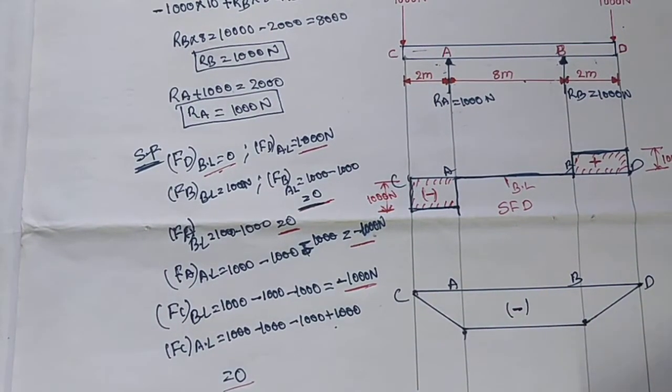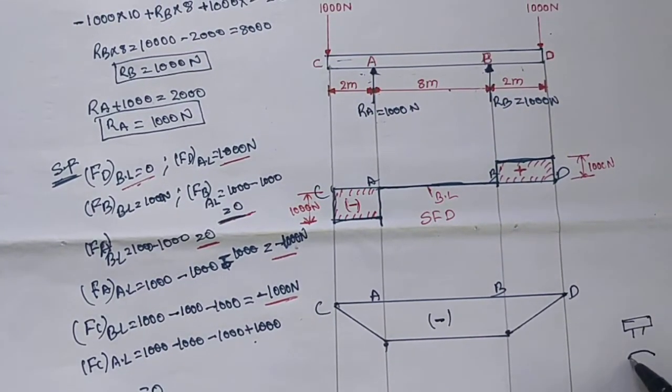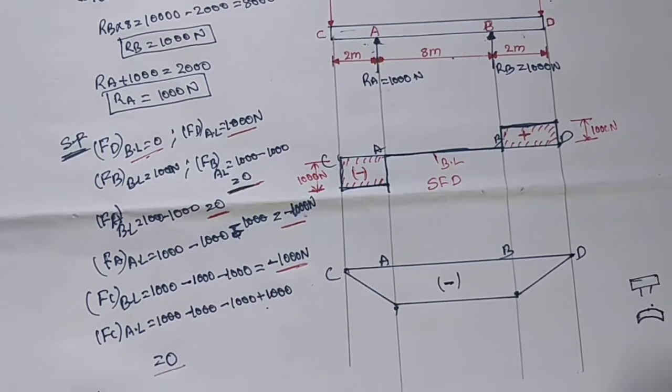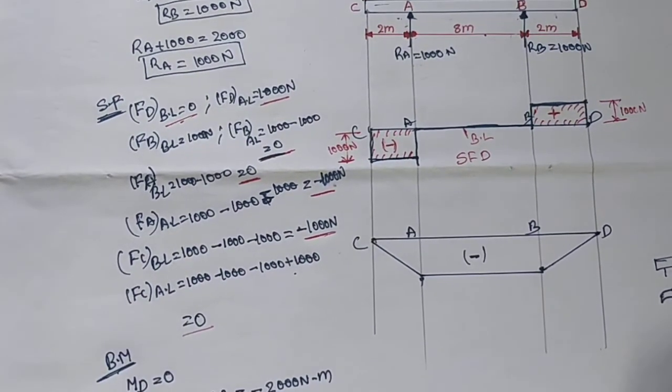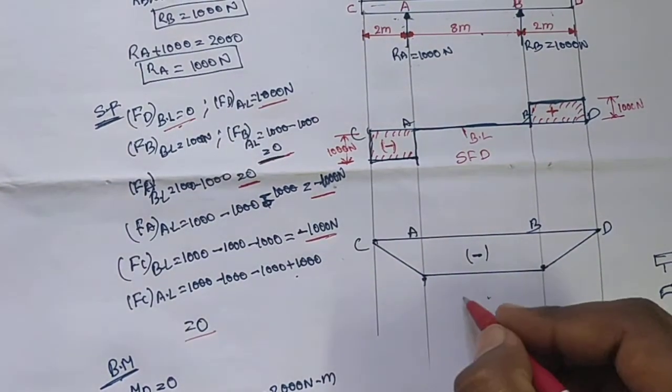This is the beam. When the load is applied, it will deform into this shape. The concave side is above the neutral surface, sorry, the concave side is above and the convex side is below the neutral surface, so it is hogging. This is the bending moment diagram.